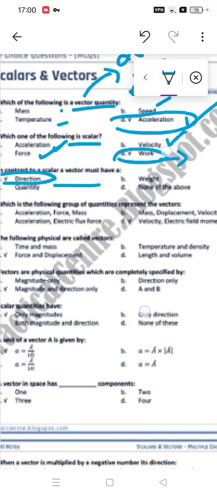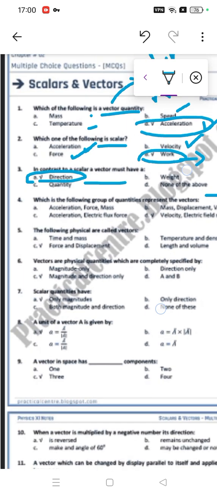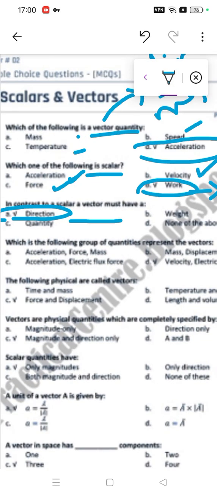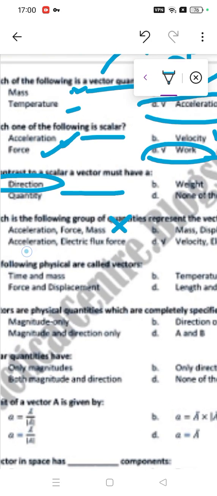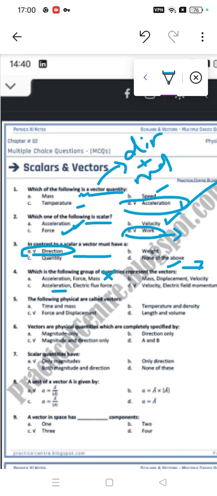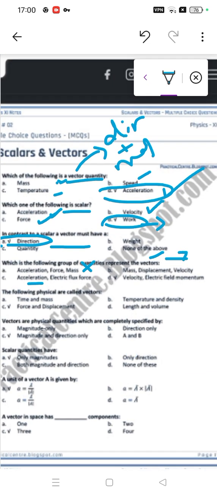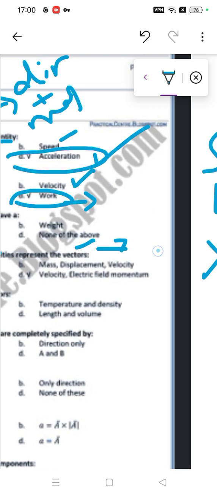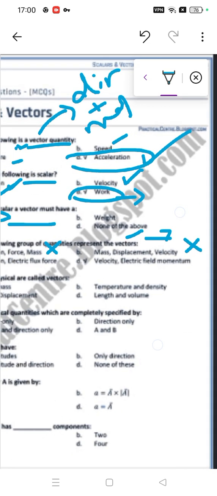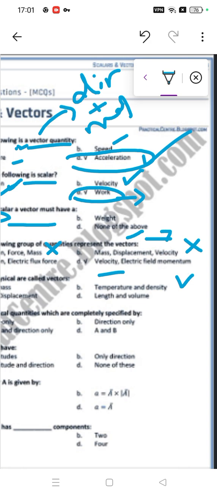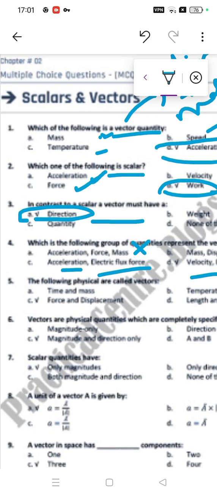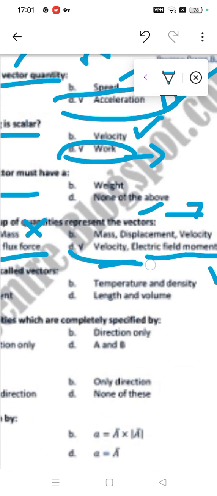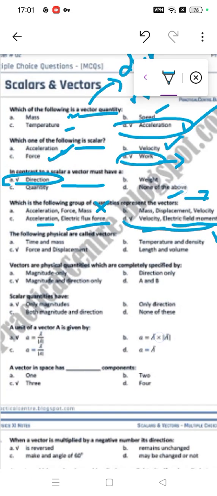Which of the following groups of quantities represent vectors? Here we saw that mass is a scalar quantity, and we need to find the vector. Secondly, acceleration is a vector quantity, so let's keep this aside. Then here again we have mass, so it is cancelled. The last one is velocity. Velocity is a vector. Electric field and momentum are also vectors, but electric flux is a scalar, so this means D is the right option.